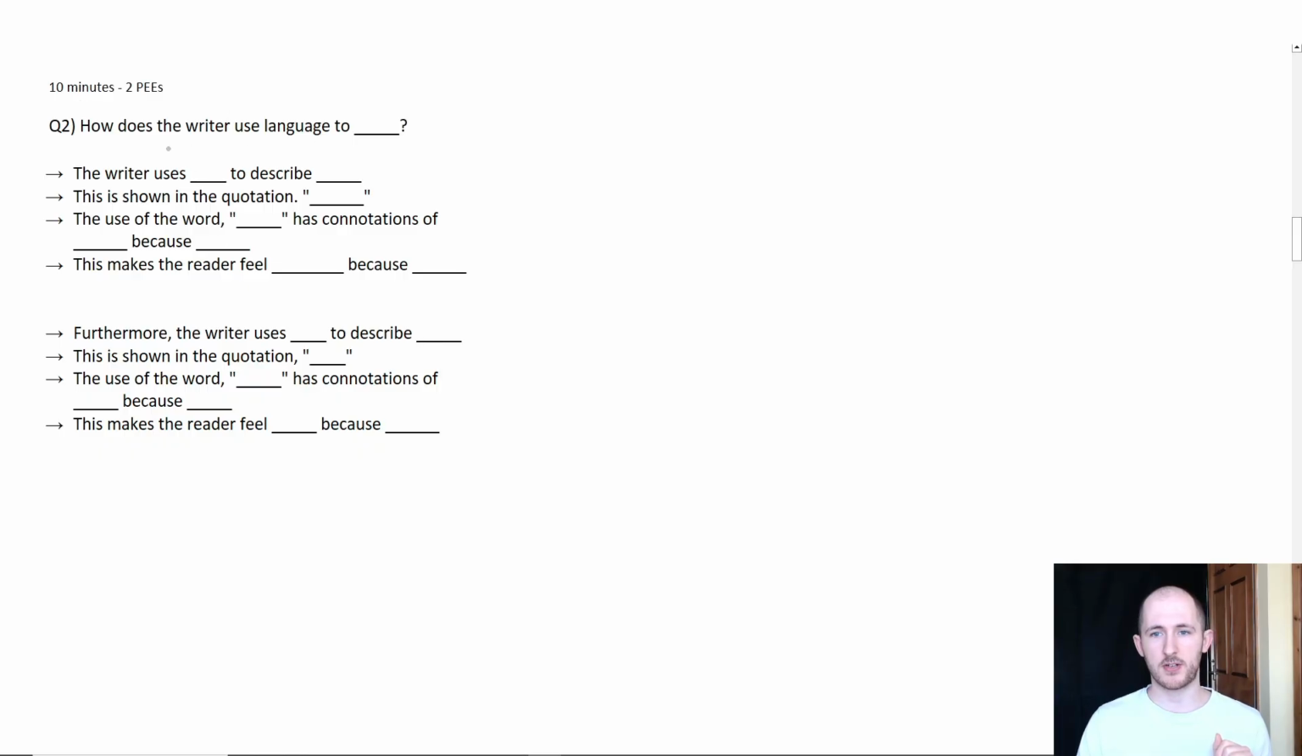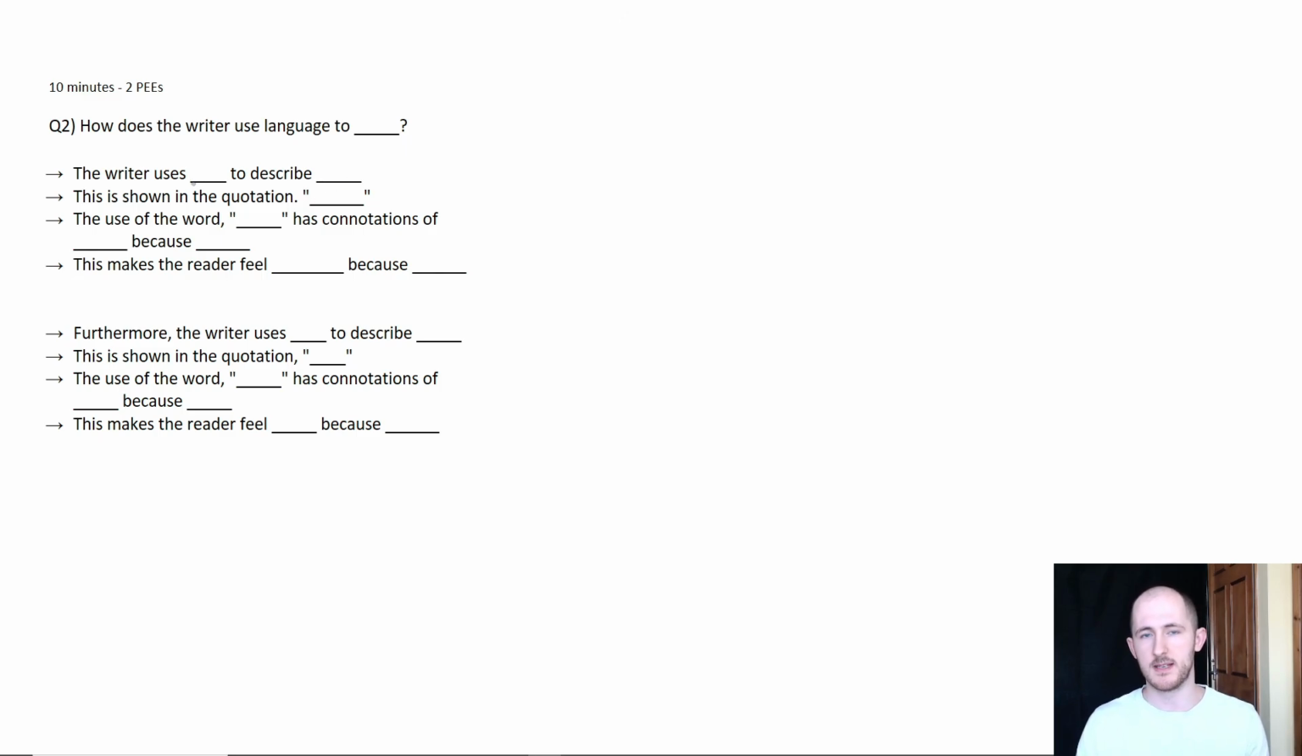So here are the sentence structures I would personally recommend. This is what I'm talking about with this structure. How does the writer use language to insert, and then blank. It could be anything, right? This is the beginning of your first paragraph. The writer uses something, a language device, could be simile, could be metaphor, could be anything, to describe whatever the question says. So it could be, how does the writer use language to illustrate someone's loneliness?